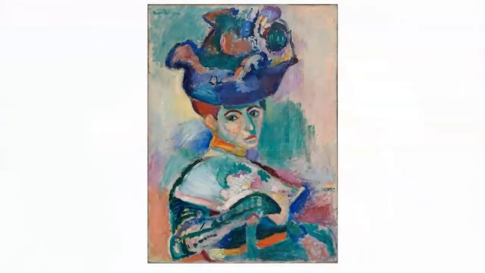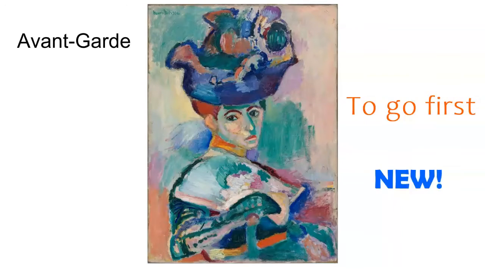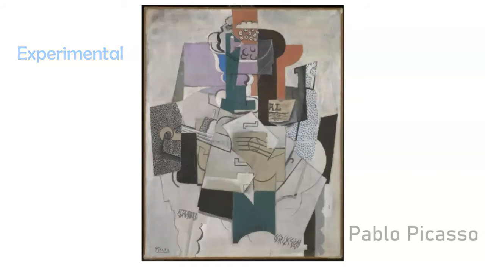This is an avant-garde painting by Henri Matisse. Look at how he uses color. Avant-garde is a French word for vanguard or advanced guard. It means to go first and try something new. Avant-garde artists were experimental. Check out this painting by Pablo Picasso.